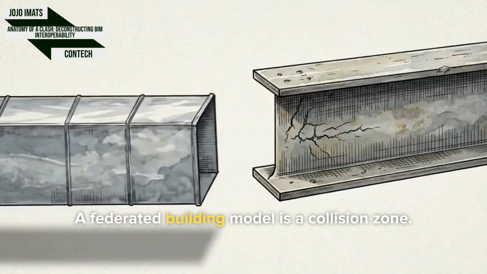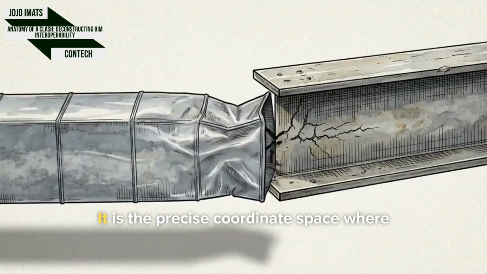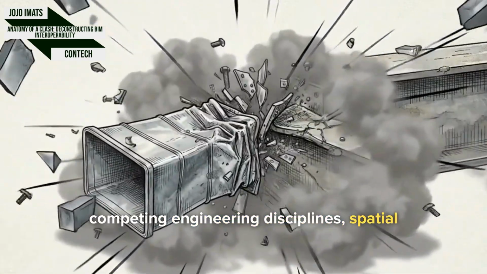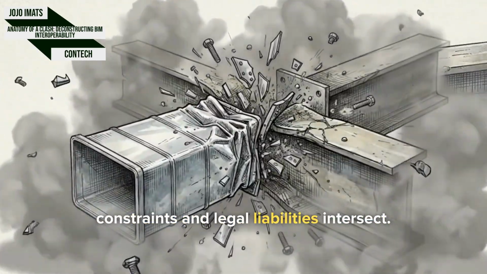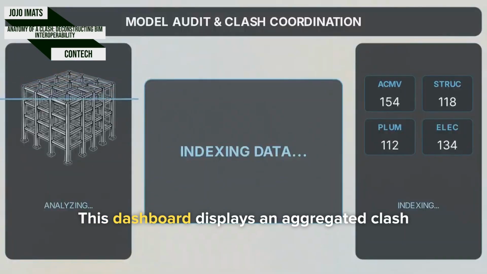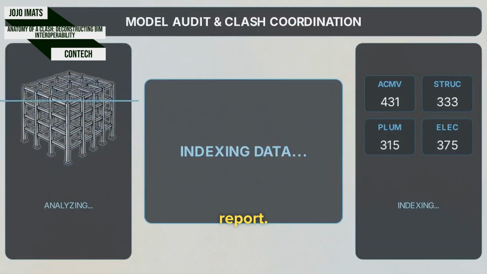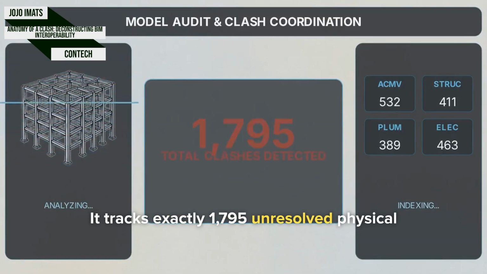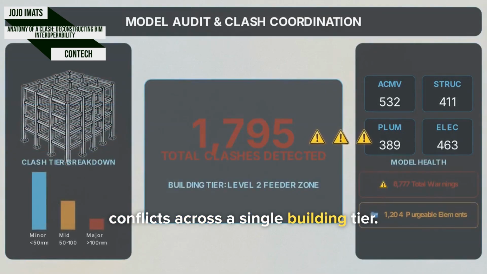A federated building model is a collision zone. It is the precise coordinate space where competing engineering disciplines, spatial constraints, and legal liabilities intersect. This dashboard displays an aggregated clash report. It tracks exactly 1,795 unresolved physical conflicts across a single building tier.